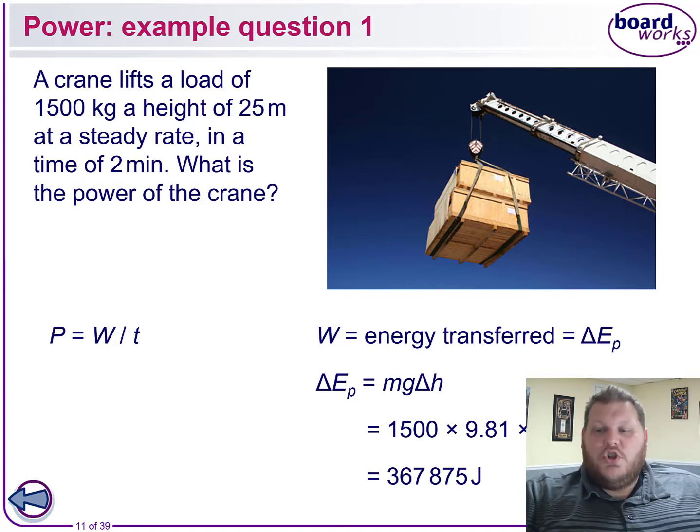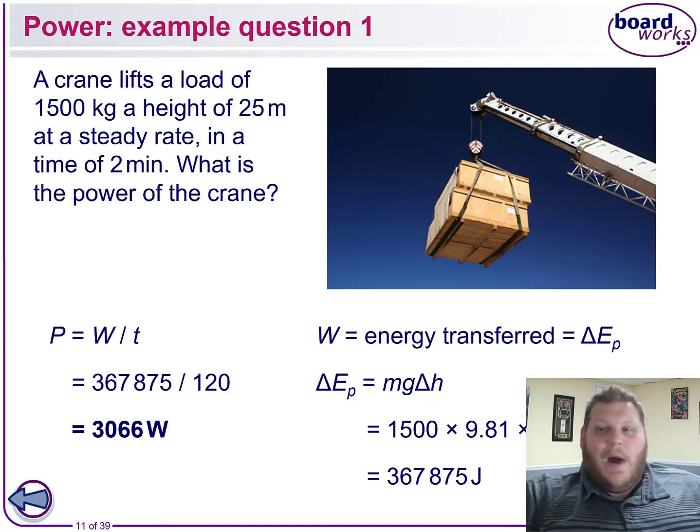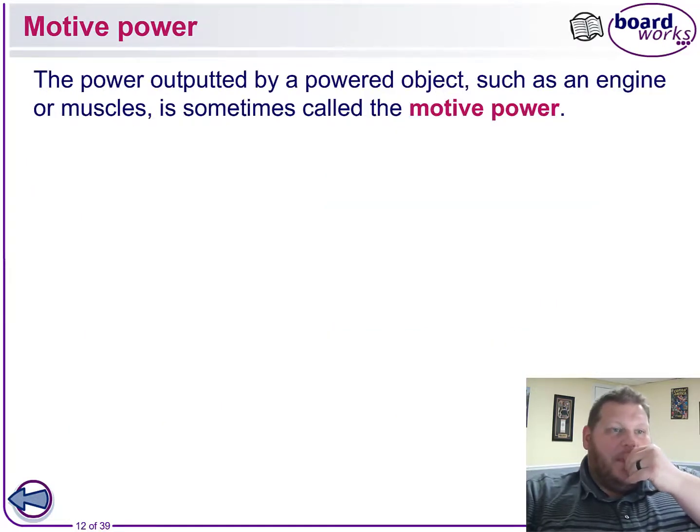If we know it took 2 minutes to do that, what we have to convert into, again, make sure that standard unit is seconds. So 2 minutes would be 120 seconds. So we'll just divide that to get 3,066 watts. 3,066 watts. All right.